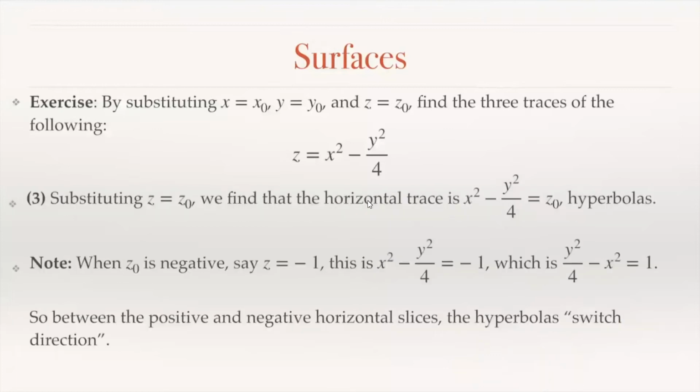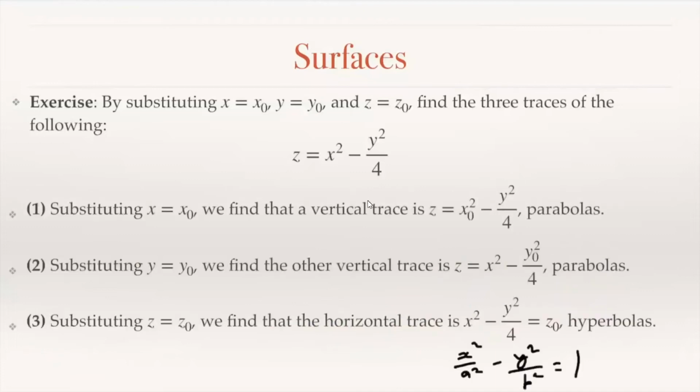I point that out here. So when z is negative, say z equals -1, then it looks like this, equals -1, and then dividing both sides by -1, it swaps the x and y. So that means that between the positive and negative horizontal slices, when z is constant, that's a horizontal slice, the hyperbolas switch direction. Okay, so we have vertical slices of parabolas and horizontal slices of hyperbolas that switch direction as we pass from positive z to negative z. What could that look like?